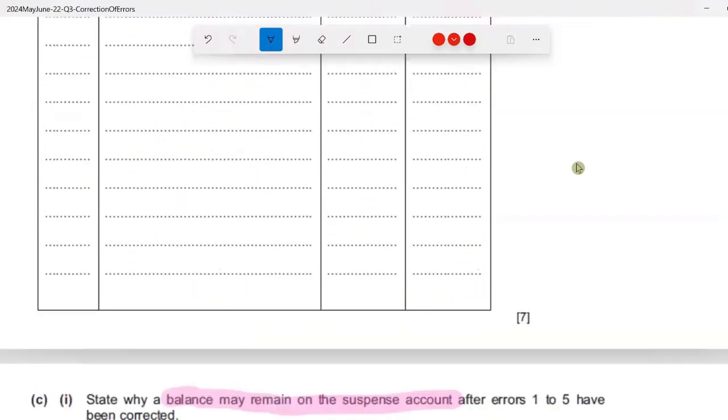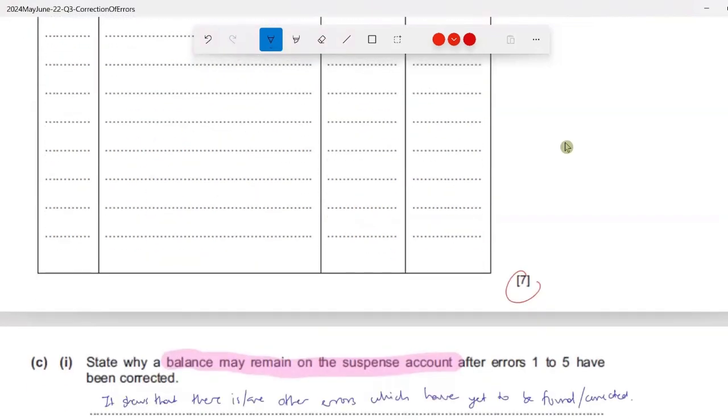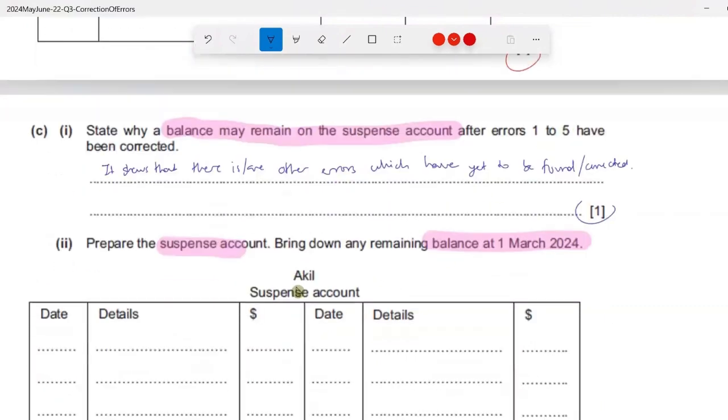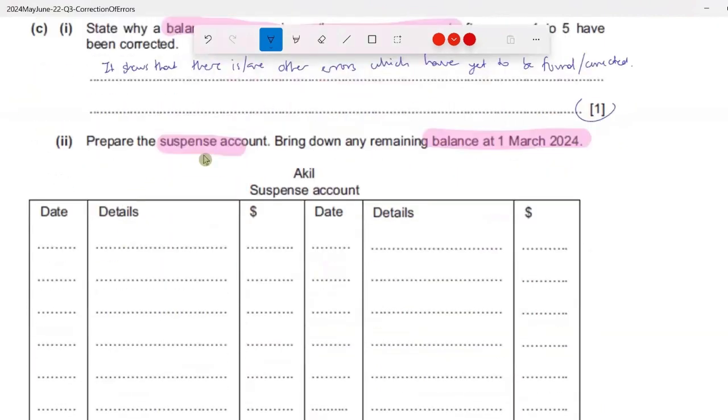That's the total of the 7 marks in part B. Okay, part C1 done. Part C2 now. Prepare the suspense account. We have read in the beginning of the question on the trial balance date, right? There's a difference on trial balance of 385. The credit side is greater, so the difference on trial balance in the suspense account is over the debit side.